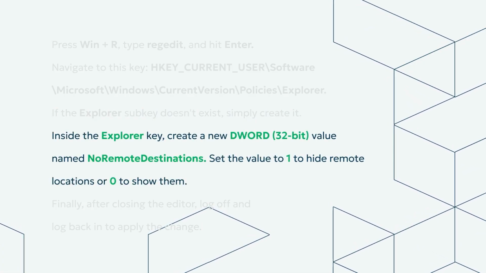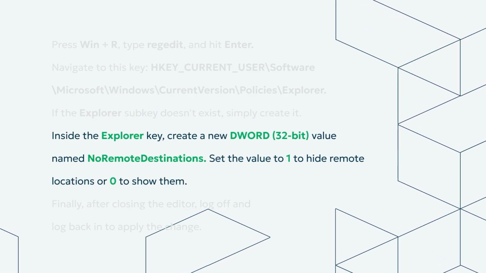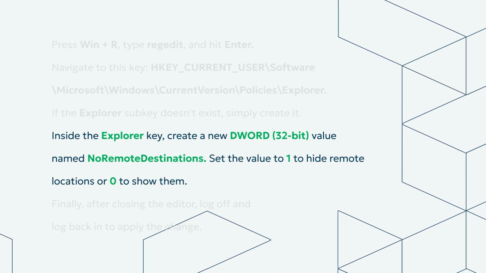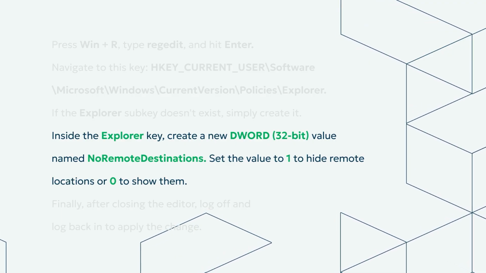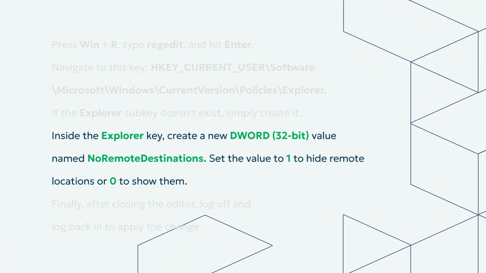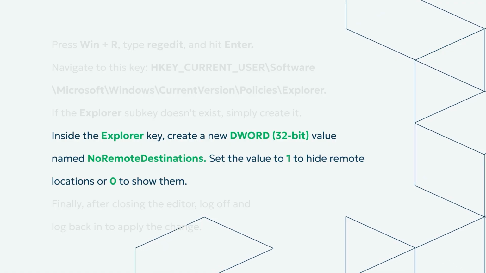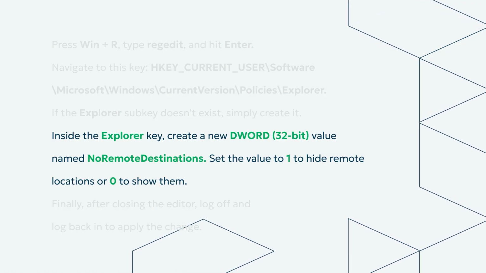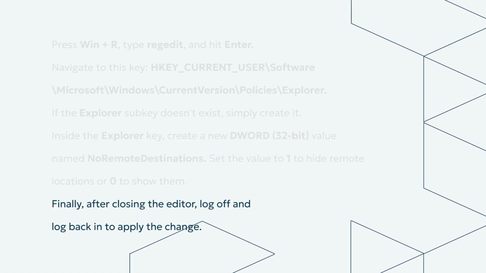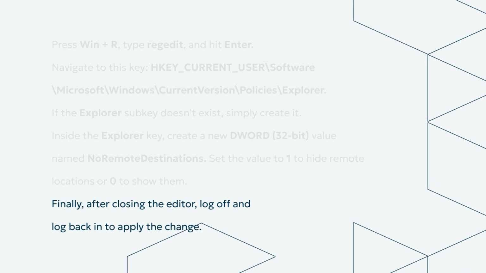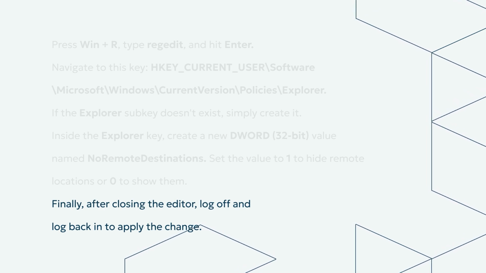Inside the Explorer key, create a new DWORD 32-bit value named NoRemoteDestinations. Set the value to 1 to hide remote locations or 0 to show them. Finally, after closing the editor, log off and log back in to apply the change.